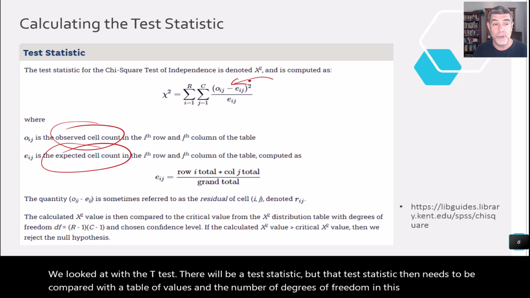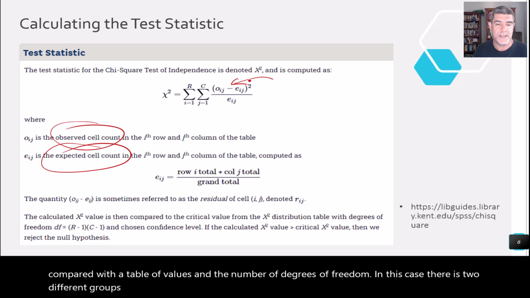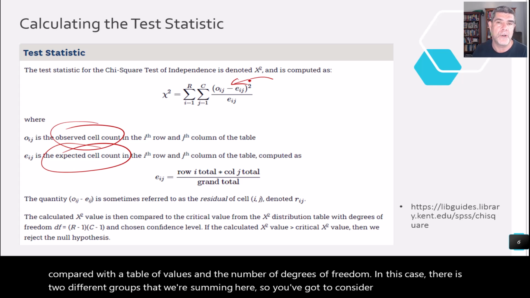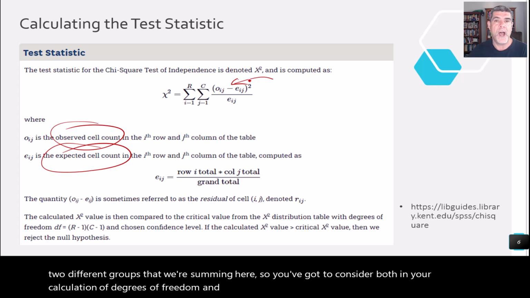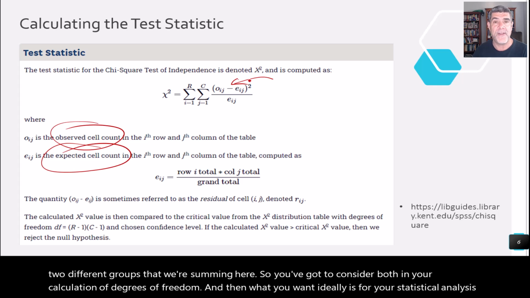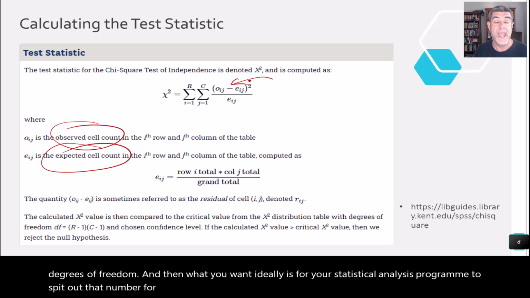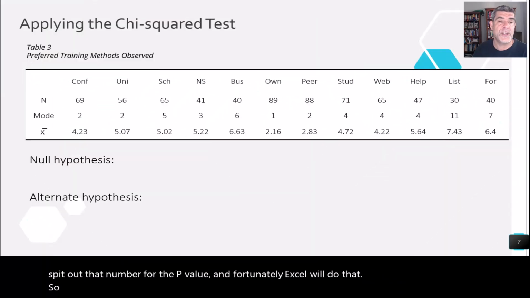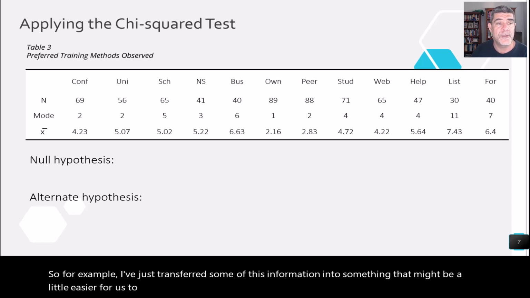In this case, there's 2 different groups that we're summing here, so you've got to consider both in your calculation of degrees of freedom. And then what you want, ideally, is for your statistical analysis program to spit out that number for the p-value. And fortunately, Excel will do that. So for example, I've just transferred some of this information into something that might be a little easier for us to use in terms of the application of the chi-squared test.